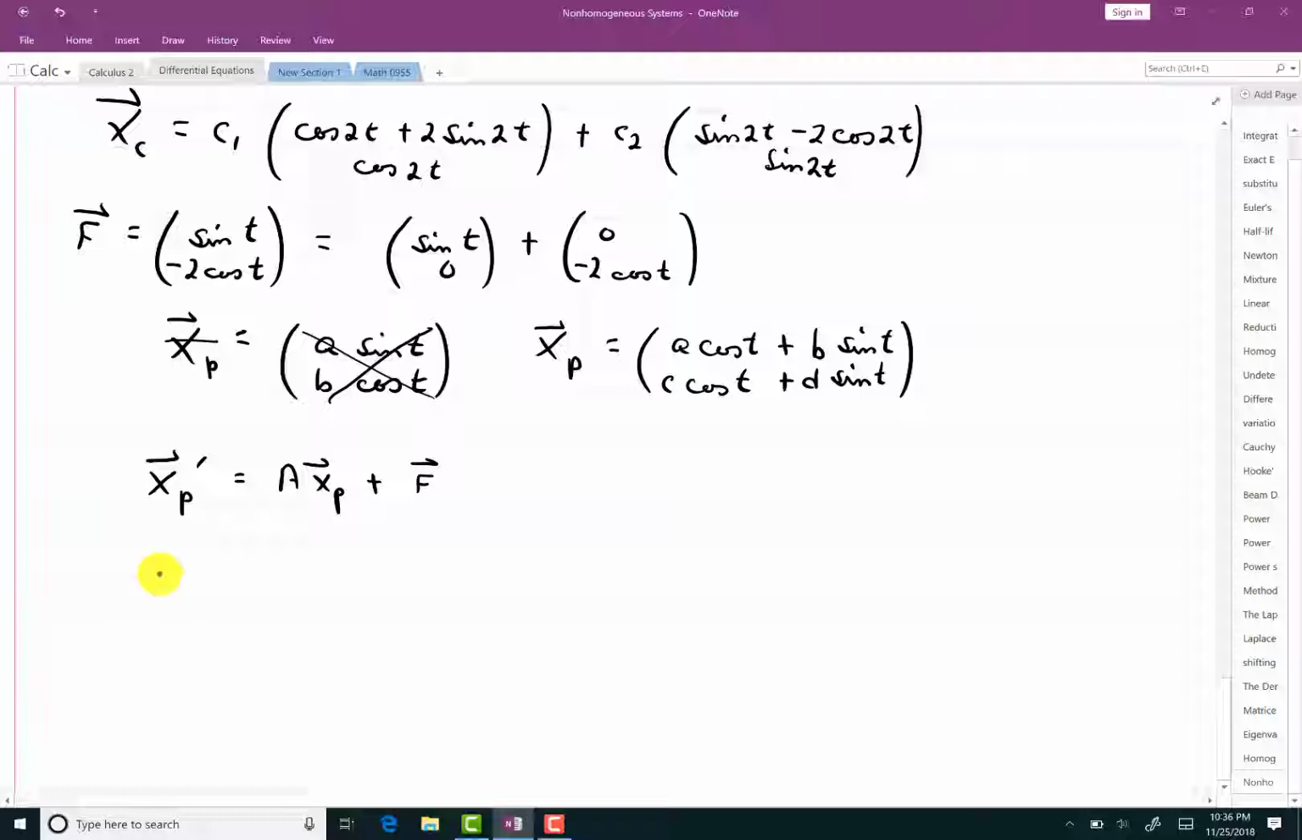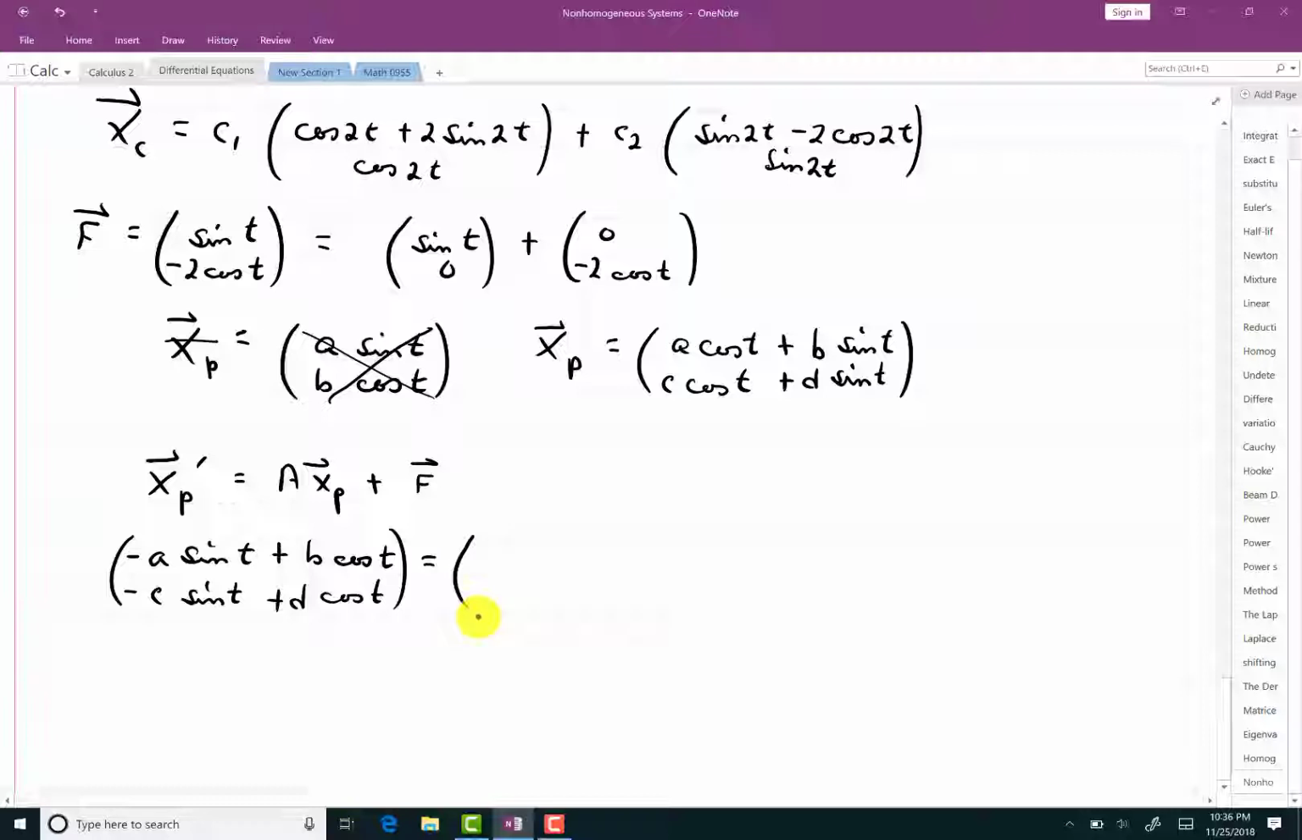Let's throw all of our numbers in. If I do x prime, here's what I'm going to get. I'll get negative a sine of t plus b cosine of t, and then I'll get negative c sine of t plus d cosine of t.